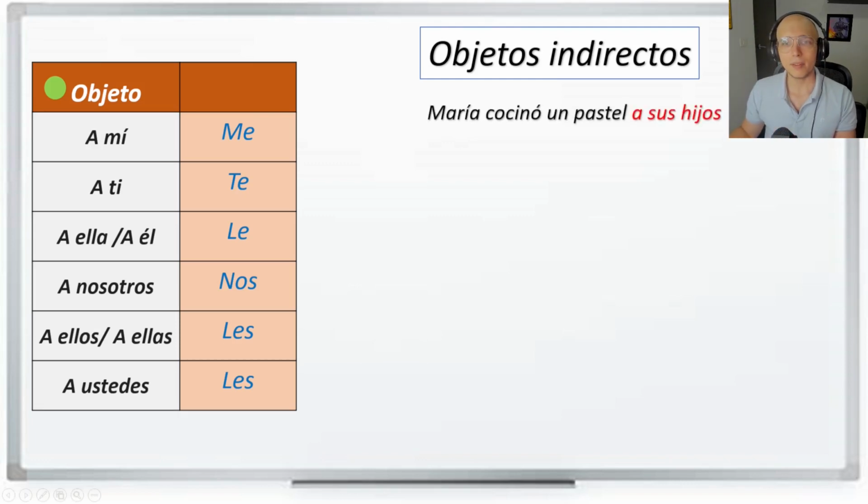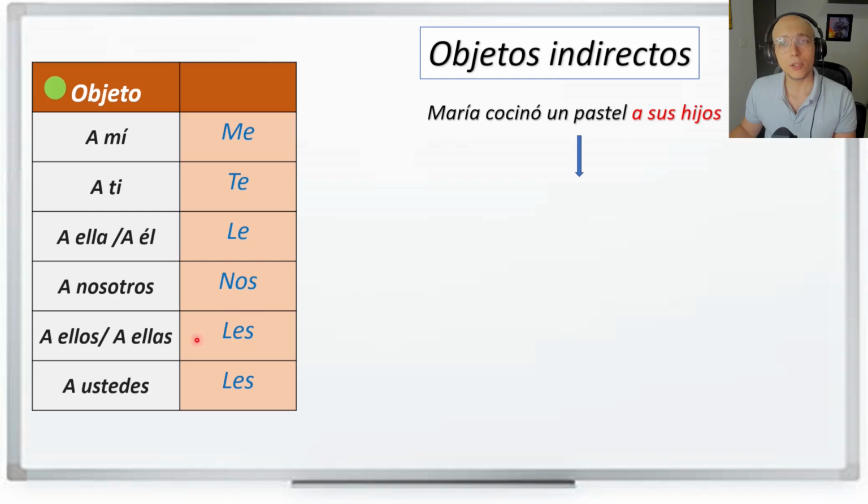We have, María cocinó un pastel a sus hijos. So, María cooked a cake for her children. Un pastel, a cake, is the direct object, and a sus hijos is the indirect object. Sus hijos is plural and third person, so it is ellos. We're going to substitute it with les.